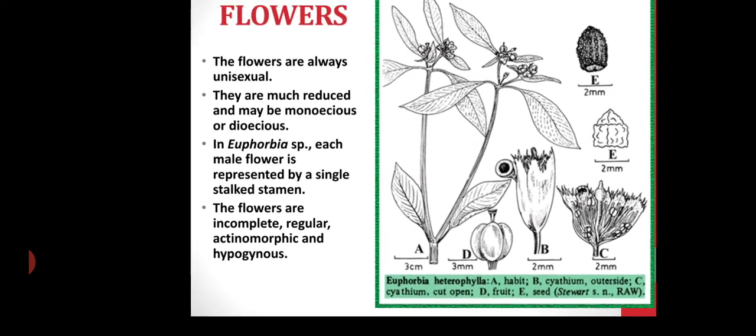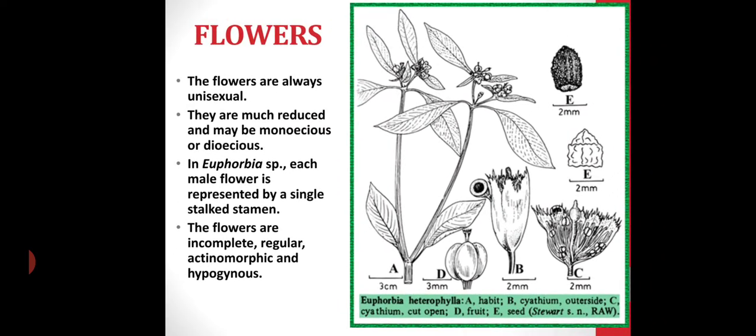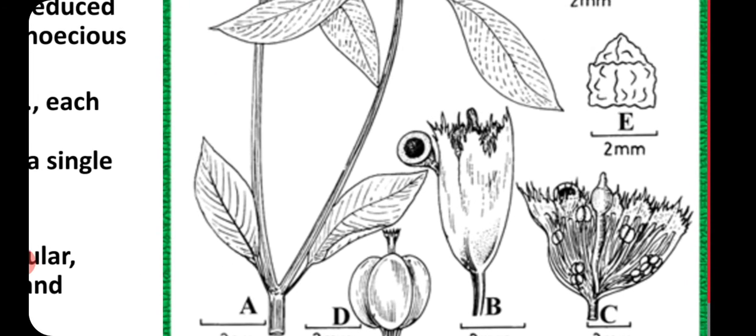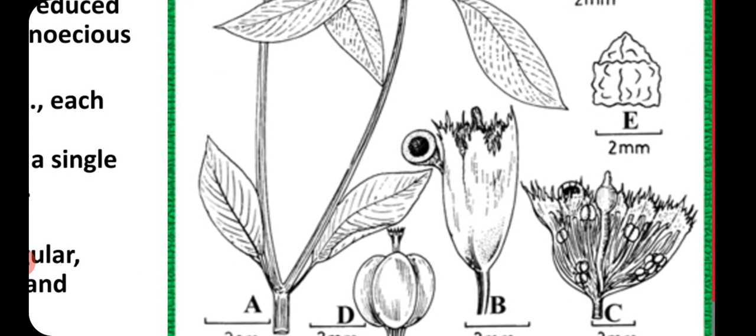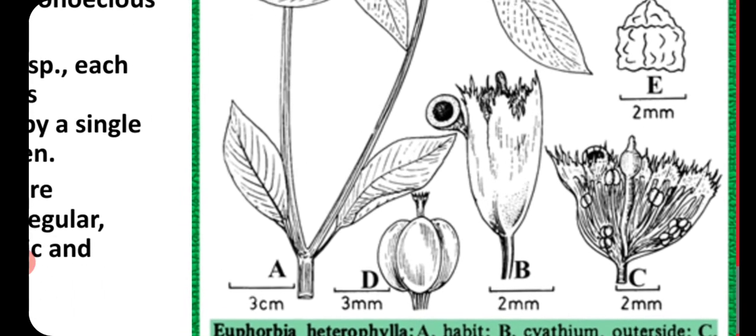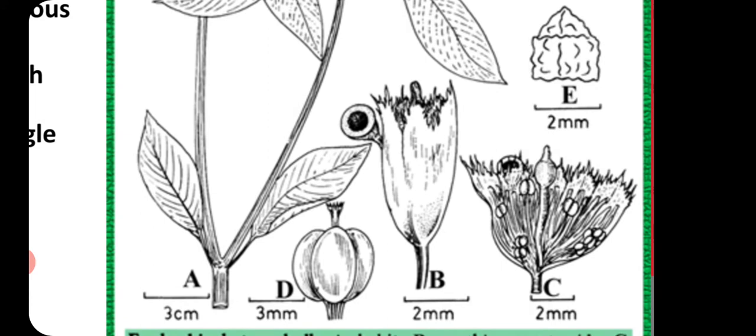In our area, it is plentiful. This is the habit and this is its cyathea inflorescence. Here we can see a prominent nectary. And this is the female flower. And here in the cross section, we can see so many stamens. Anthers are representing the male flowers.